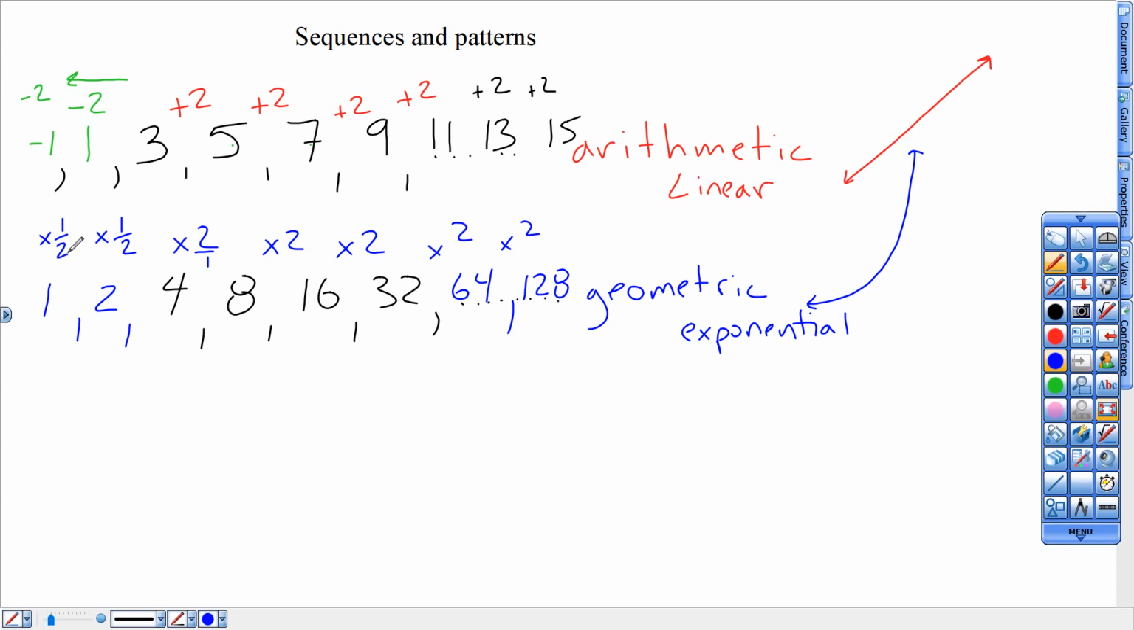So geometric sequences, timesing. Arithmetic sequences, adding. I'm going to have you try a set on your own. Actually, let's just stop right there.